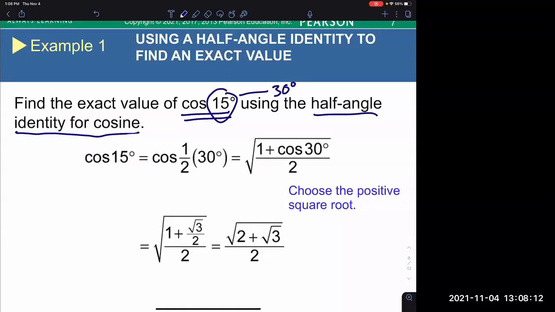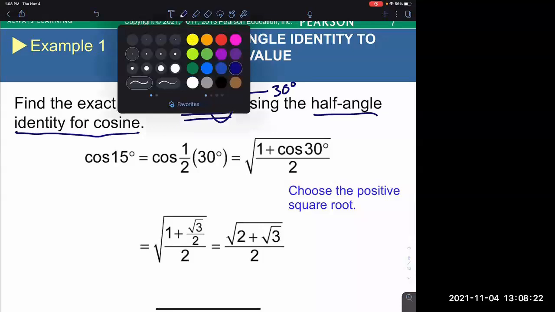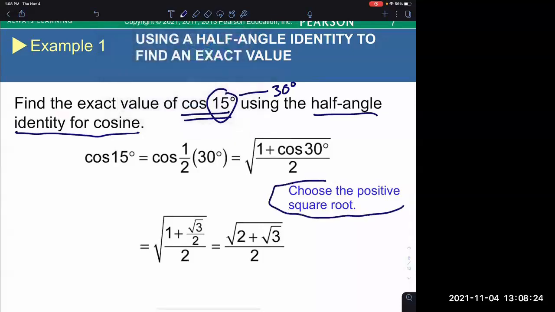Well, we would plug into the formula and we get cosine 15 degrees is equal to cosine 1/2 of 30, which means we can take the square root. Now, they're saying right here, choose the positive square root. They didn't put the plus or minus there. So how would we know to do that?